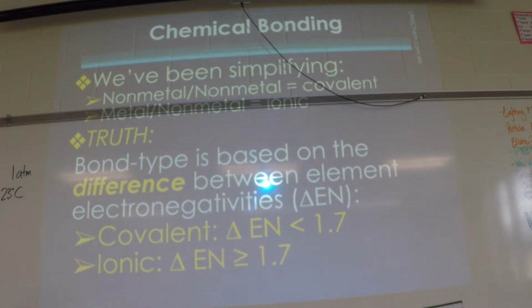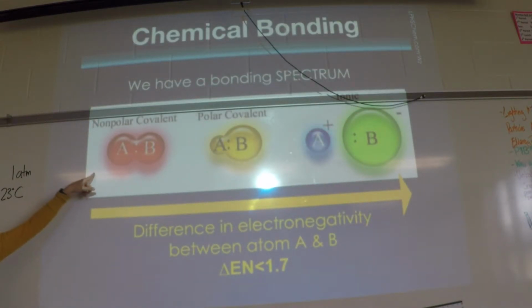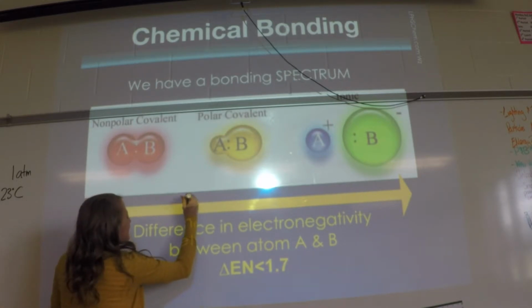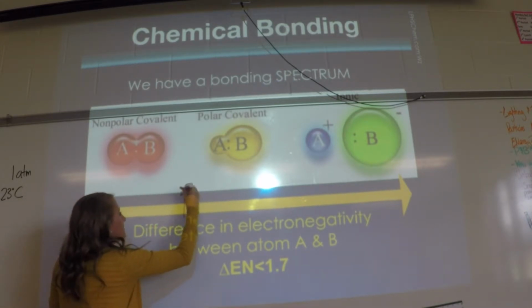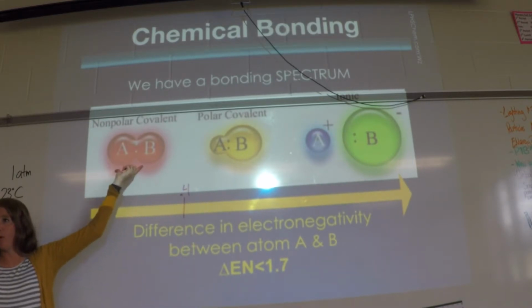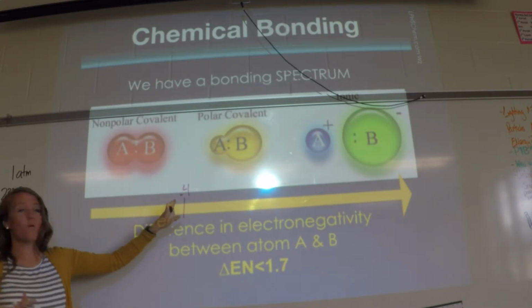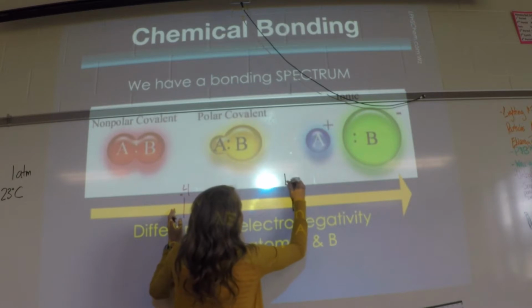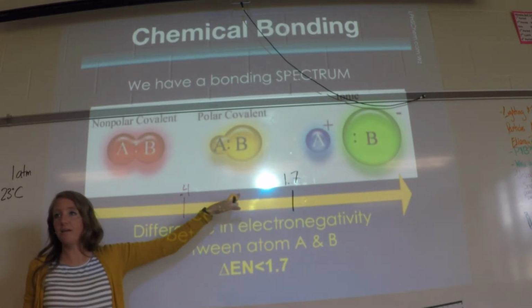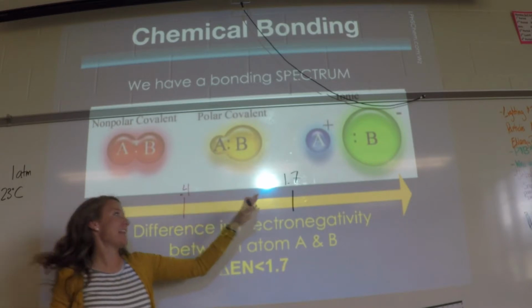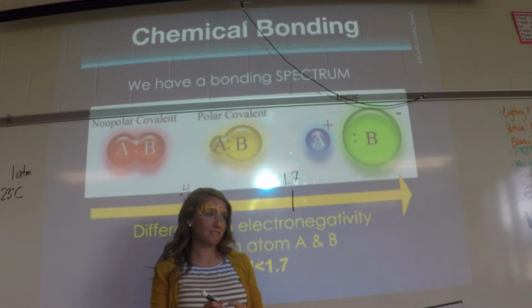Or another way you can think of it, go back up to this picture in your notes. Everyone see that picture? Draw an arrow underneath. So here are our different sections. If you have something from 0 to 0.4, it means it's non-polar covalent. And then from 0.4 to 1.7, we get polar covalent, and anything above 1.7 is ionic.